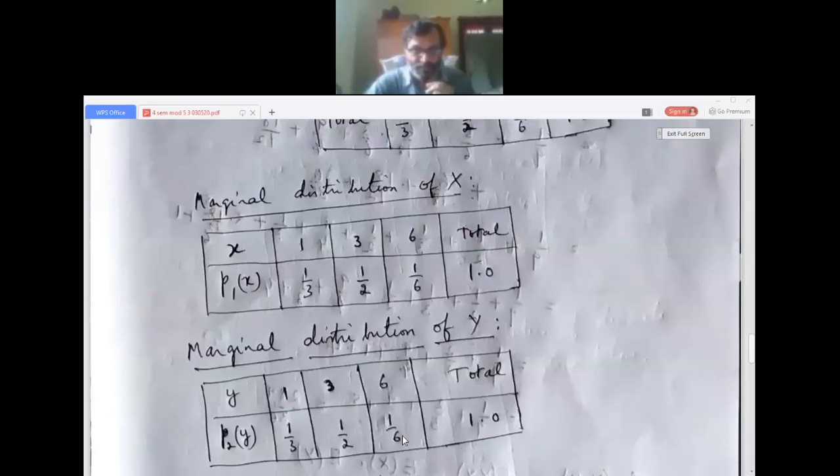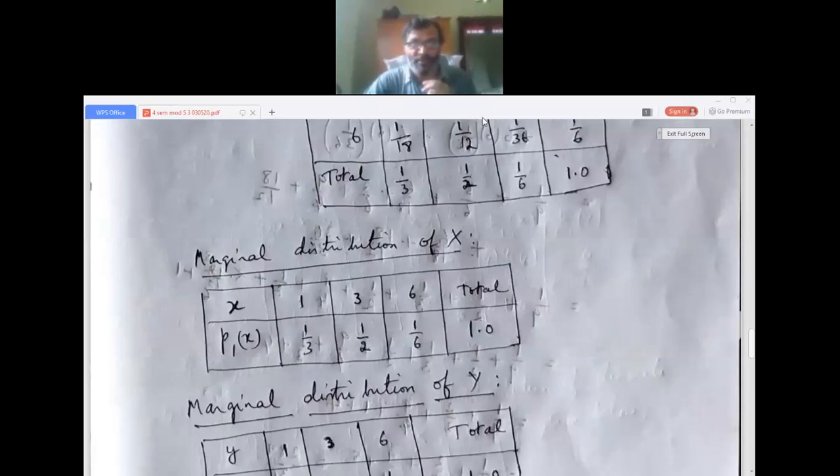So that's for y value 1. For y it is taken as P2. For y value 1, P2 of 1 is 1 by 3. For y value 3, P2 of 3 is 1 by 2. For y value 6, P2 of 6 is 1 by 6. It is very clear from the table. I hope it is clear. Then when we add, 2 by 6, 3 by 6, 2 plus 3, 5, plus 1, 6 by 6 is 1. This is the marginal distribution of x and y. I hope it is clear.